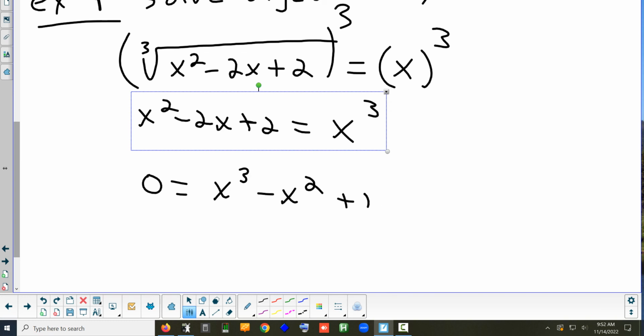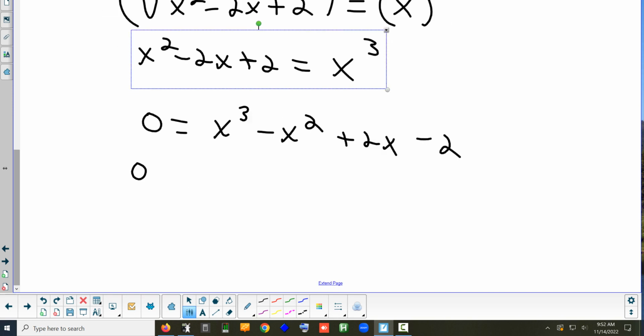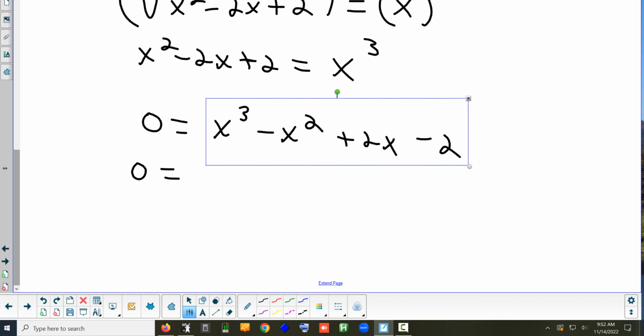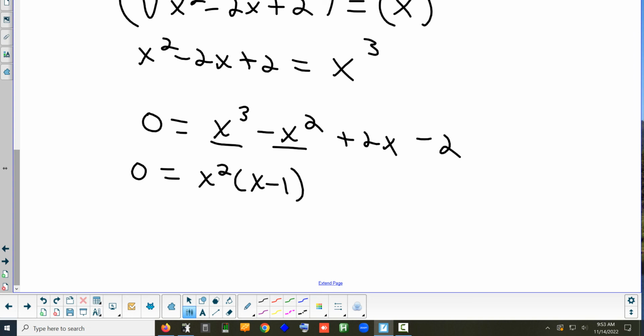Now, what do the first two have in common that I could factor out? X squared. Let's try it. Now the goal is that I get x minus 1 again. That's the only way factor by grouping works. What could I factor out of 2x and 2? Just the 2. And if you factor a 2 out of 2x, you're left with x. And factor a 2 out of 2, perfect. You're left with x minus 1.